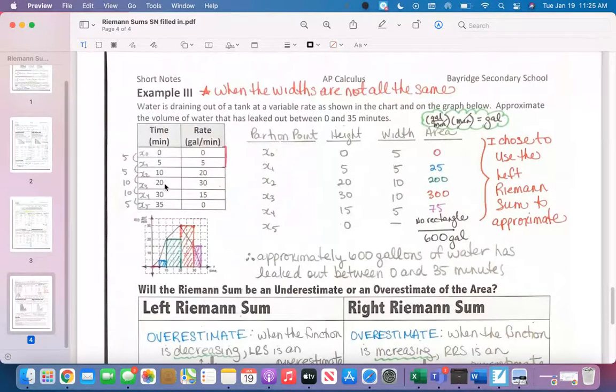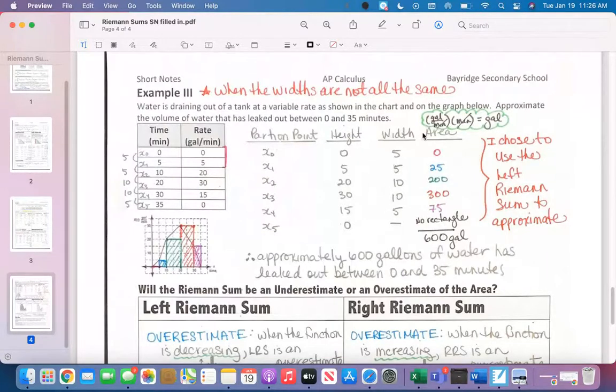My next endpoint is at 20. The 20 has a height of 30, so my height is 30, and my width is going to go to my next endpoint, which is 30. So that's another 10 for my delta x. So I've got 30 times 10, which is 300. Then when I get to my 30, my height is 15, and my width to my next endpoint is only 5 this time. So 15 times 5 is 75. At my last endpoint, I'm not going to have a rectangle because I don't have anything to the right of that. So no rectangle is formed.